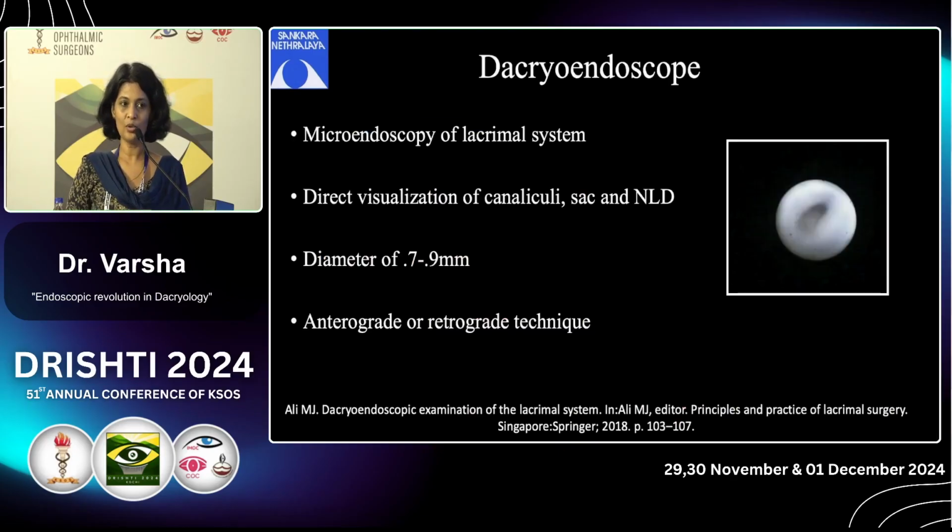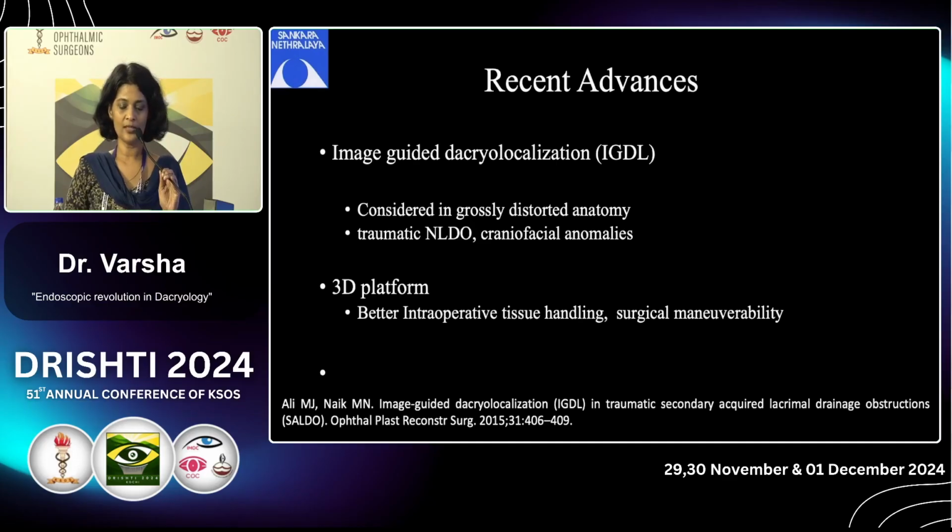Dacryoendoscopy is a new thing wherein there is micro endoscopy of the lacrimal system with a diameter of 0.7 to 0.9 millimeters only. Direct visualization of the canaliculi, sac and NLD can be achieved. There are two techniques to visualize it, the anterograde and the retrograde technique. In recent advances, the term image guided dacryolocalization has been coined by Dr. Javed Ali, and this has been considered in grossly distorted anatomies in traumatic NLD obstructions and craniofacial anomalies, and a 3D platform is also in vogue, so these have been tried. However, I have not used these things for my cases.